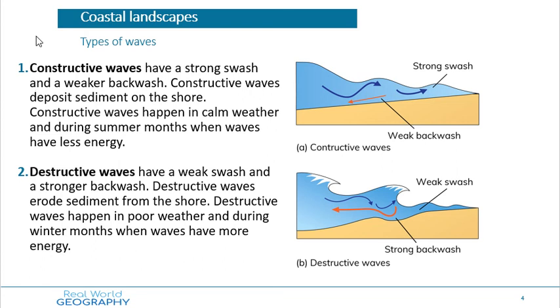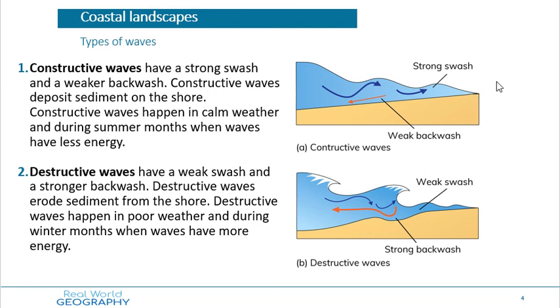A constructive wave, guys, has a strong swash. So the thing that hits the coastline is strong. Okay, that's a constructive wave. And a constructive wave will have a weak backwash. Okay, so the backwash, the wave that goes back out to sea, is very weak. Okay, and what happens here, guys, is a strong swash. So the wave that hits the beach has a lot of energy. So what that'll do is that'll transport sediment up to the beach. Okay, but then the weak backwash doesn't have the energy to transport that sediment back out to sea.